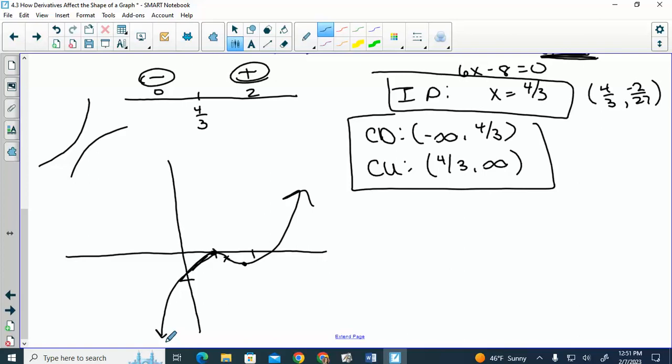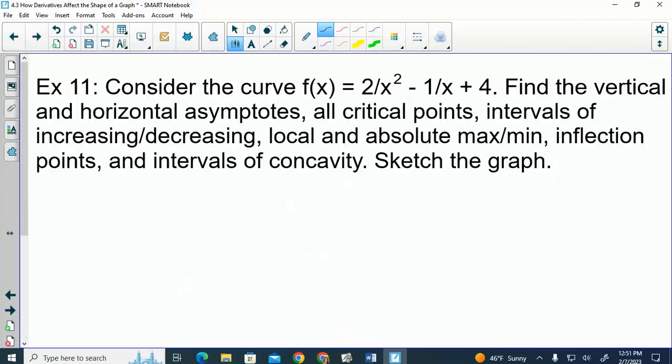That really ate into our class time, but I'd really like to try to do one more problem, if we could. So, I want to do one that's got asymptotes in it.